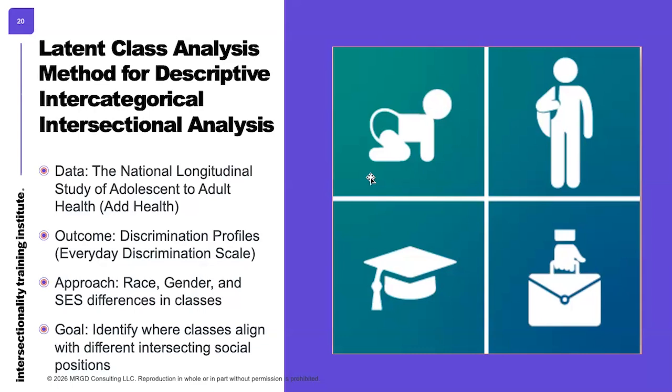And it's important to distinguish that this is longitudinal, but for the purpose of ease of interpretation, we're just going to use cross-sectional. Also, for this specific example, we're going to use race, gender, and socioeconomic differences in class. And the specific goal is to identify where classes align with the different intersecting social positions. Okay.